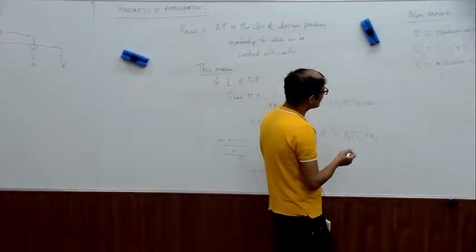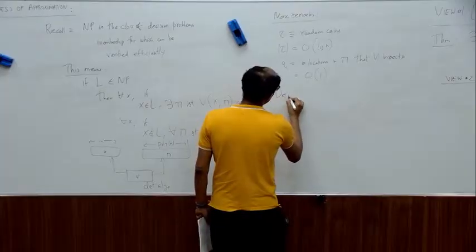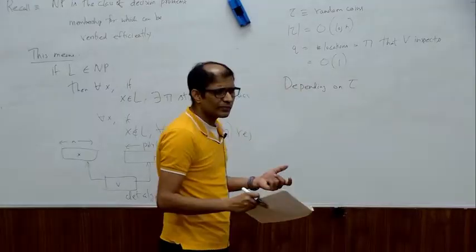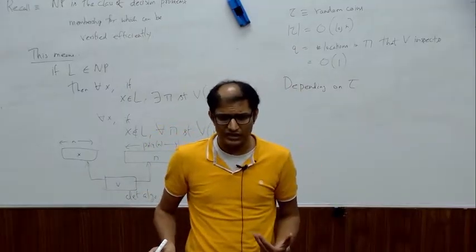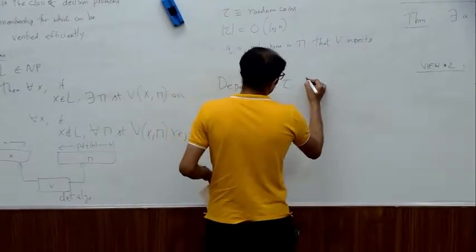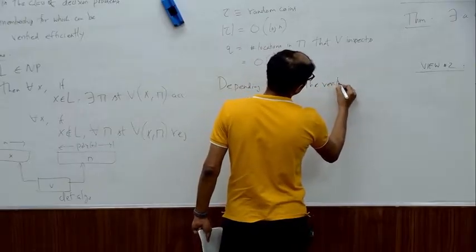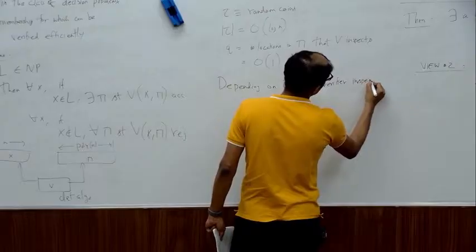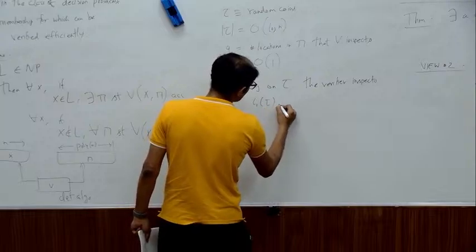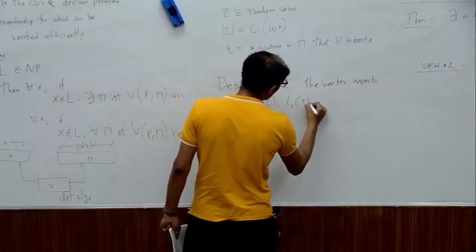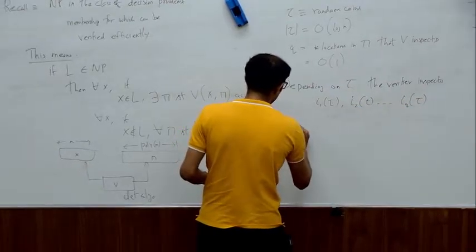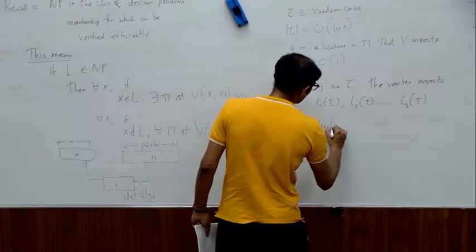The other thing I should mention is that depending on the outcome of your coin tosses, depending on tau, the verifier is supposed to say that I accept this or I reject this. That's all a verifier is supposed to say. Depending on the outcome of the random coins, the verifier inspects q locations. All of them are functions of tau. So the verifier inspects locations I1 of tau, I2 of tau, all the way to the qth location, Iq of tau, and evaluates whether to answer yes or no.